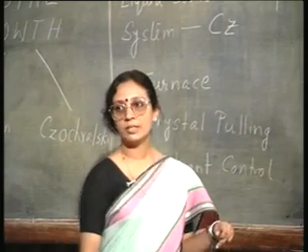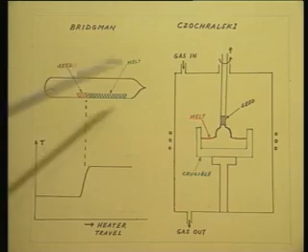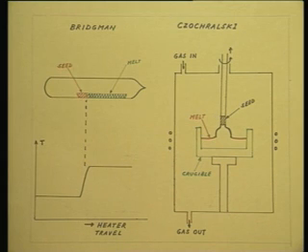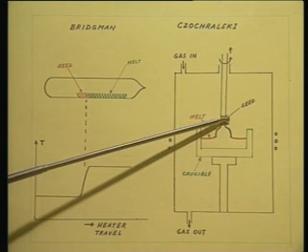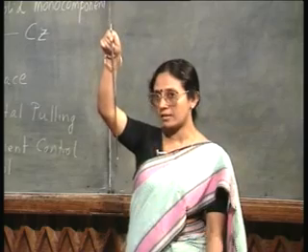Then we have the crystal pulling mechanism. I have already mentioned that through this a pull rod is passed, and at the end of the pull rod a small seed crystal is fixed in a chuck. It is like you have this pull rod and at this end a small seed crystal is fixed, it is held in a chuck.